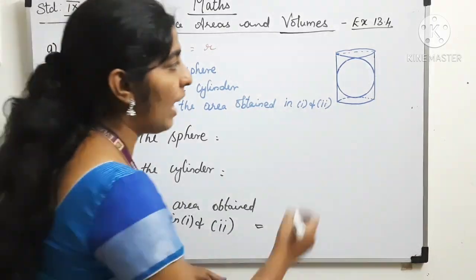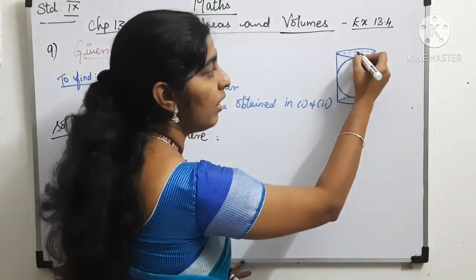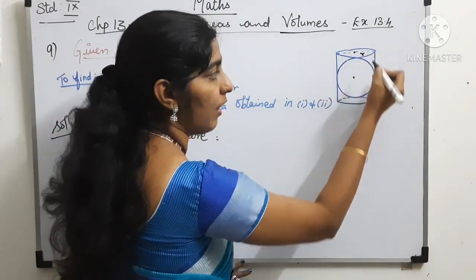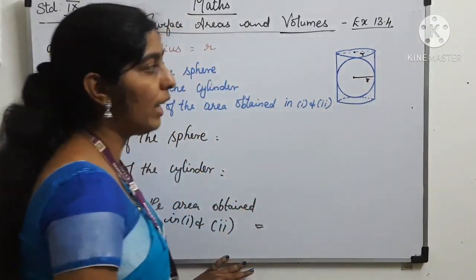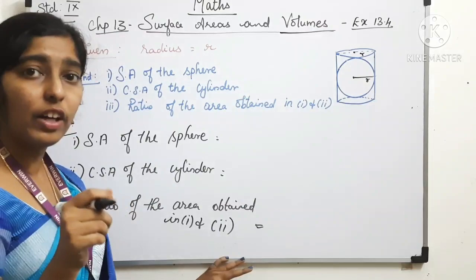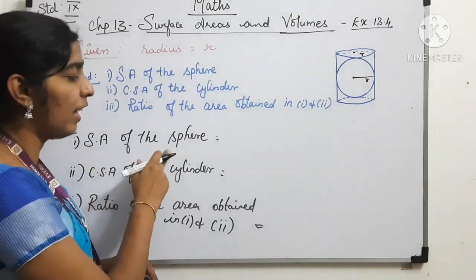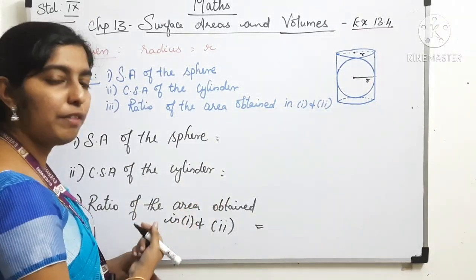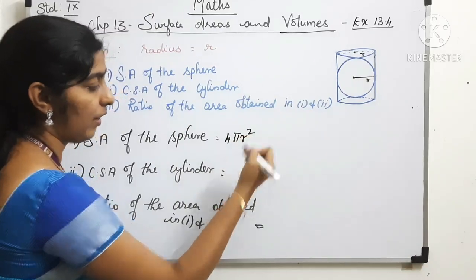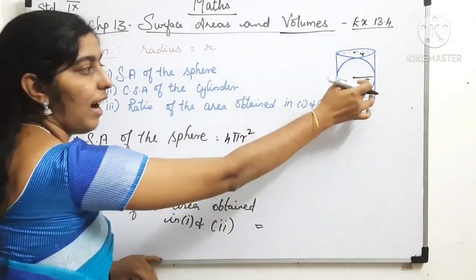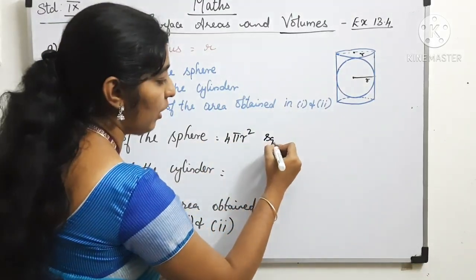So here we know that this is the center. The radius of the upper portion is r, and here also r. From the center to any point on the circle is our radius. That is, the radius is given as r. So first one is the surface area of the sphere. What is the surface area of the sphere? 4 pi r square. Our radius is r, so we can leave this as it is, square units.